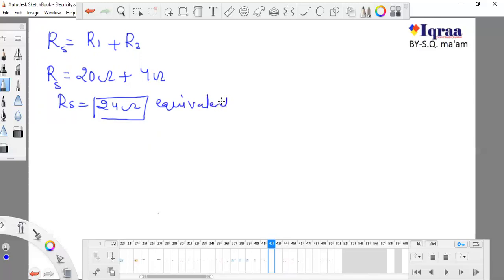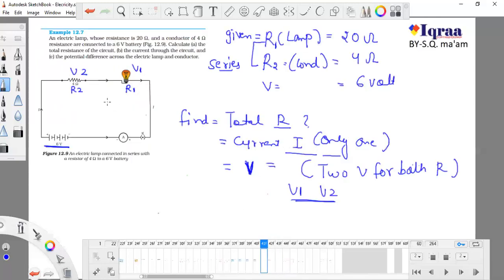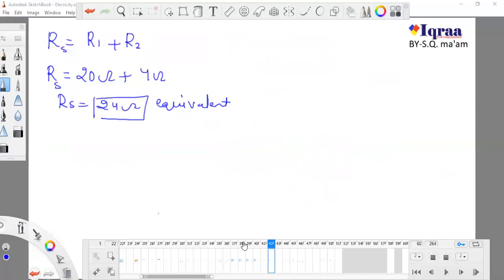Now, the second thing it is asking me to do is find out the current. I have to find out current, because it will be one I here and it will be I here. No I1, I2, because this is series. So I don't have to find out two values. So I'm going to find out the current. And what is the value of current? That is V upon R. Now I have to take a simple R. I don't need to take different R.